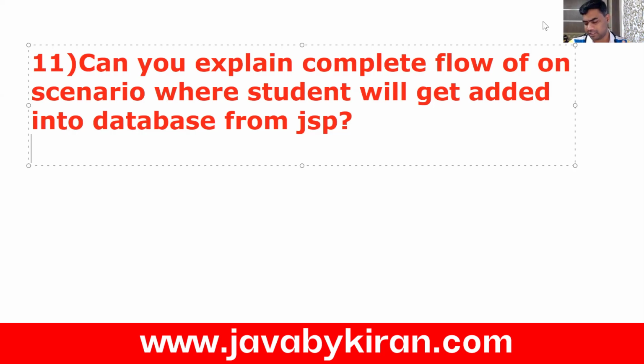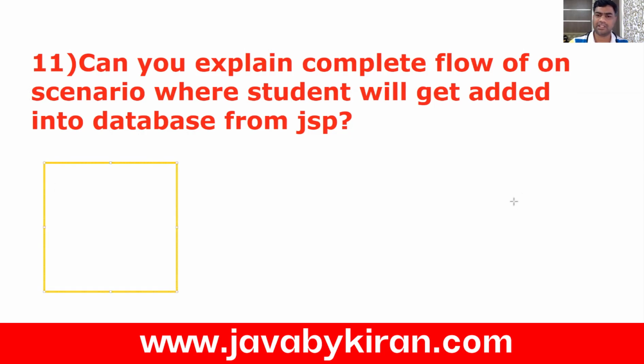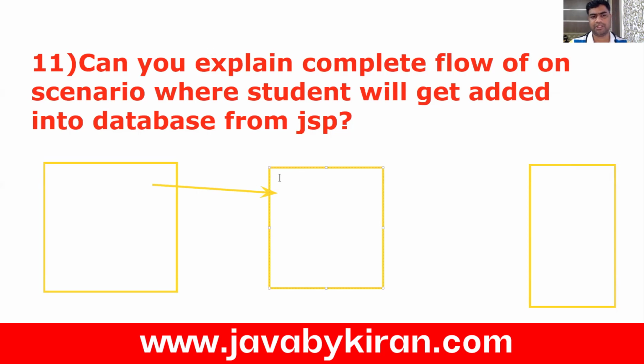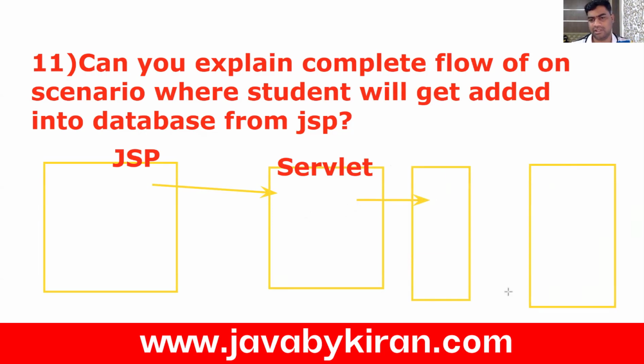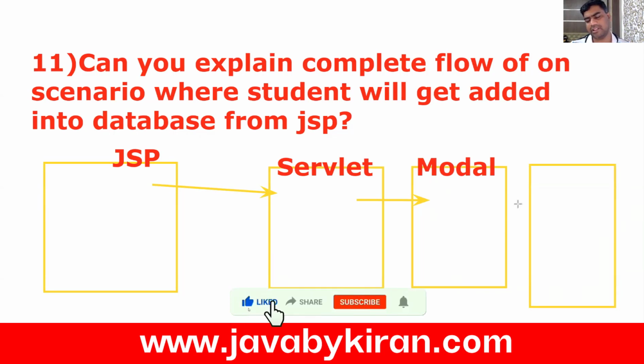So you should explain it this way: firstly, for the JSP, I will be designing it, then I will be having a database. From the JSP, my request will be going to the servlet. In the servlet, I will be receiving the data. I'll be processing the data, and then I'll be calling one ordinary class, which will be the model, where I'll do more processing. Database related code will be there.